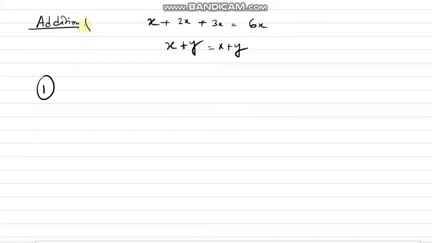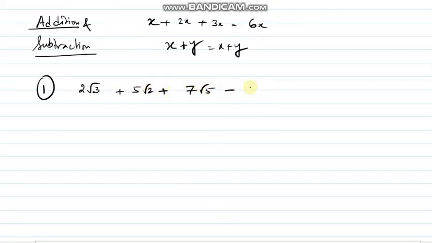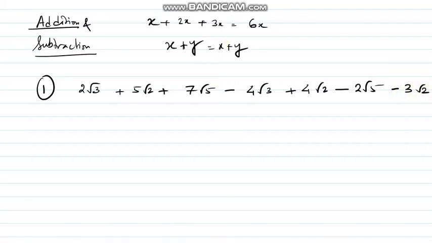Same goes with subtraction. So if I add addition and subtraction here, suppose the sum is 2 root 3 plus 5 root 2 plus 7 root 5 minus 4 root 3 plus 4 root 2 minus 2 root 5 minus 3 root 2. First, let's identify the like irrational numbers. 2 root 3 minus 4 root 3. There are no further root 3 terms.